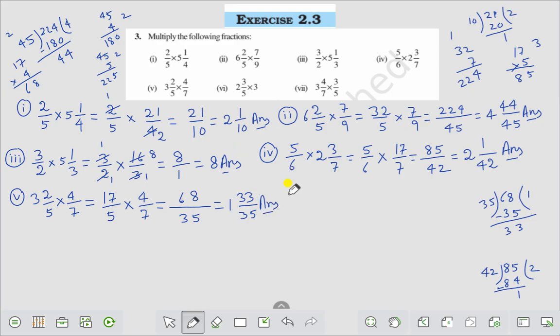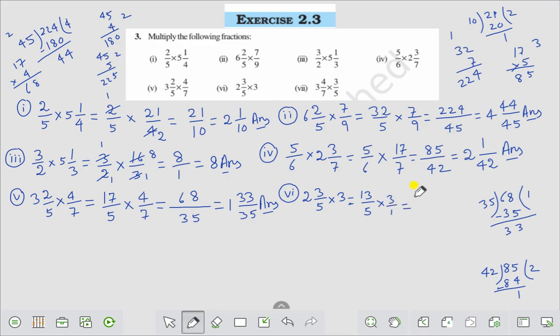Now question number 6. What is question number 6? You see, it is 2 whole 3 by 5 into 3. That is, we are getting, multiply the whole number with the denominator, that is 5 2s are 10, and add the numerator, 10 plus 3, 13. That is 13 by 5 into 3, by 1 also.